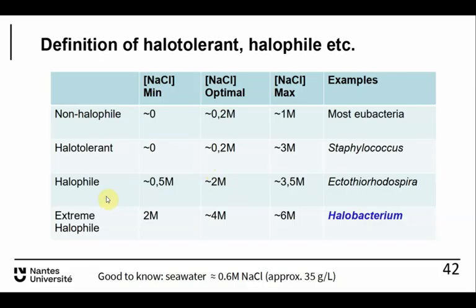Now, there are also halophilic bacteria. So the difference between halotolerant and halophilic: halophilic bacteria don't grow very well at concentrations less than 0.5 molar sodium chloride, and they prefer concentrations higher than 1 molar. So an example of this is Ectothiorhodospira, which is a purple sulfur bacterium. It's a photolithoautotroph, which grows in environments with a lot of salt.